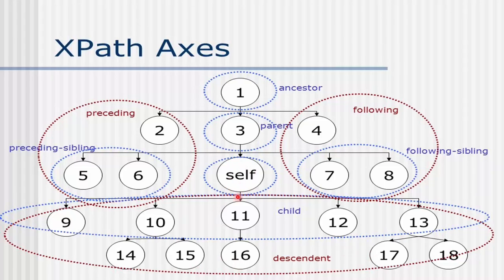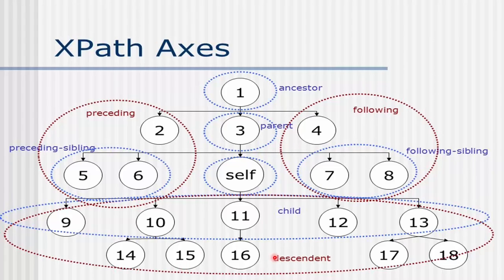Keeping yourself over here, your children and your children's children will be your descendants. Okay, so what did we understand till now? Keeping yourself over here, the element above you is the parent. The parent's parent is the ancestor, that is the 1. And your child nodes are your children. Children's children are your descendant nodes.